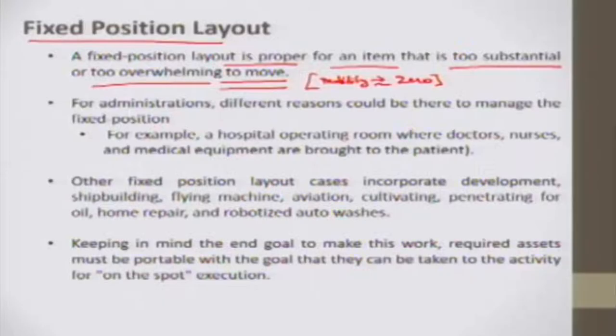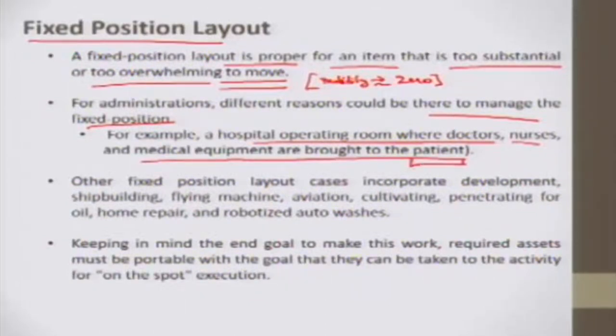So for administrations, different reasons could be there to manage the fixed position. For example, a hospital operating room where doctors, nurses, and medical equipment are brought to the patient. So here the patient is our work. Patient is the work. These are the skilled and semi-skilled workers here. And these are tools and equipment which are brought to the patient here.